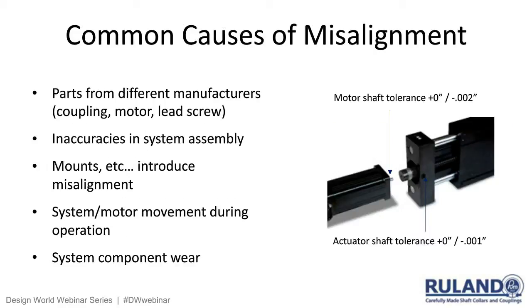Some of the common causes of misalignment: parts from different manufacturers, different coupling, different motor, different lead screw, inaccuracies in system assembly, mounts introduce misalignment, system motor movement during operation, system component wear. So there are many, many factors that can cause misalignment, and you have to make sure that you consider all of them to be sure that you pick the coupling that has the right amount and the right type of misalignment compensation that you're looking for.